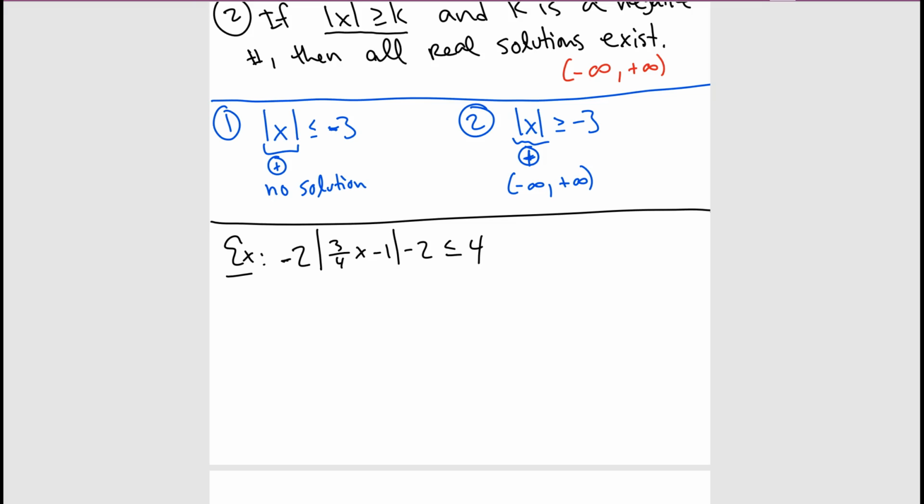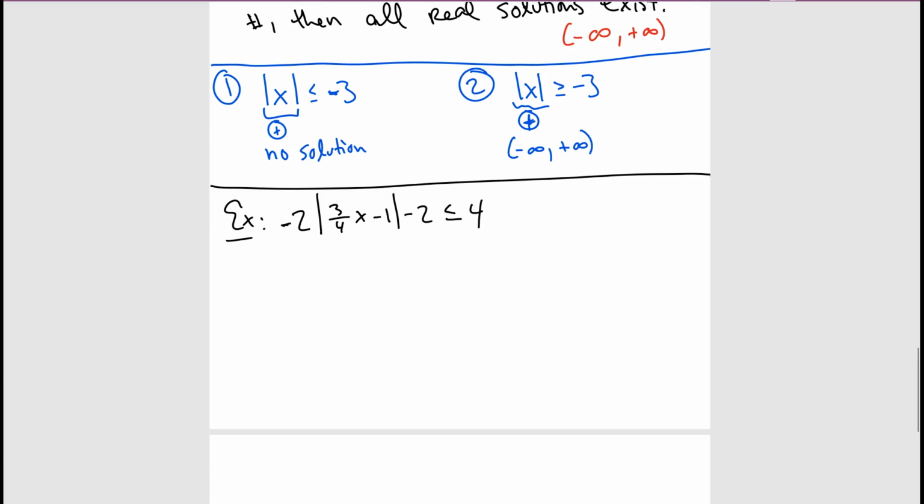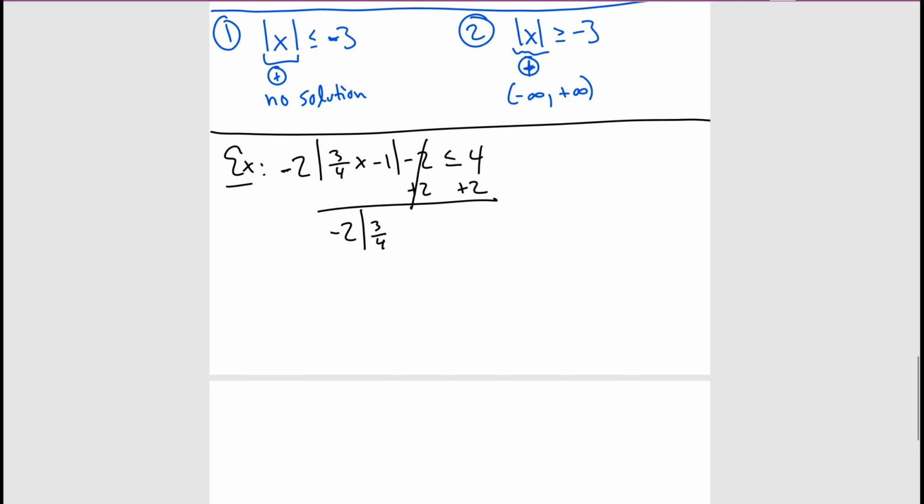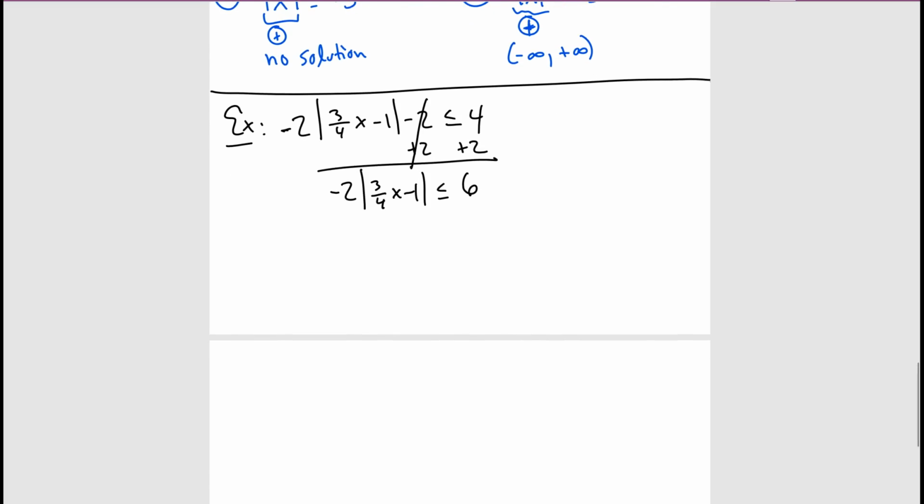Okay, so the first thing that we're going to do, let's first solve the problem directly because there might be a solution here. So let's add 2 to both sides. So you're going to have negative 2 times the absolute value of 3/4 x minus 1 is less than or equal to 6. Okay, now let's get rid of this negative 2. Divide both sides by negative 2. This goes away. I have the absolute value of 3/4 x minus 1 is now, since I divided by a negative, I'm going to switch the sign over, greater than or equal to negative 3.